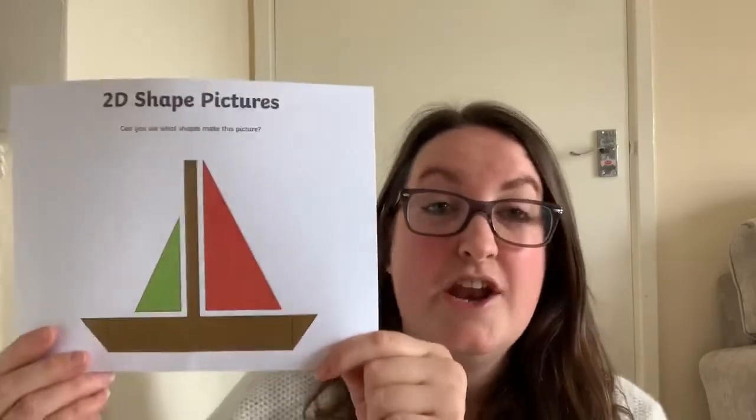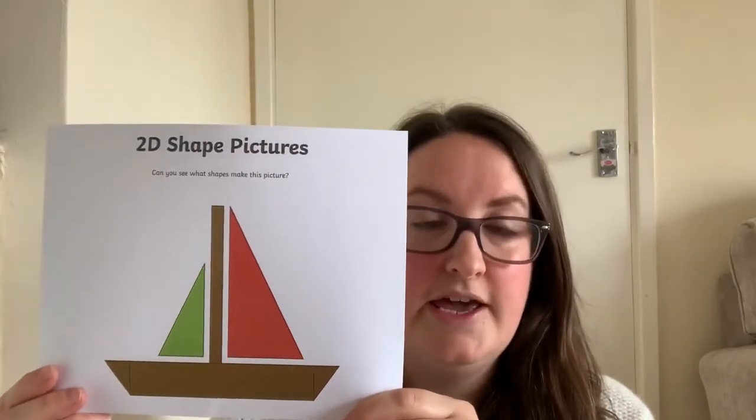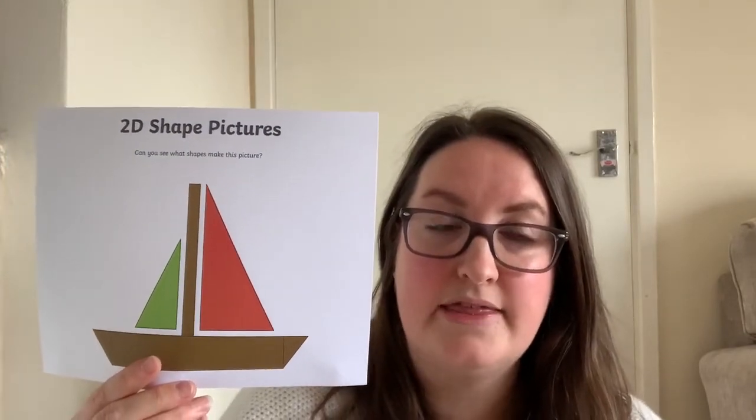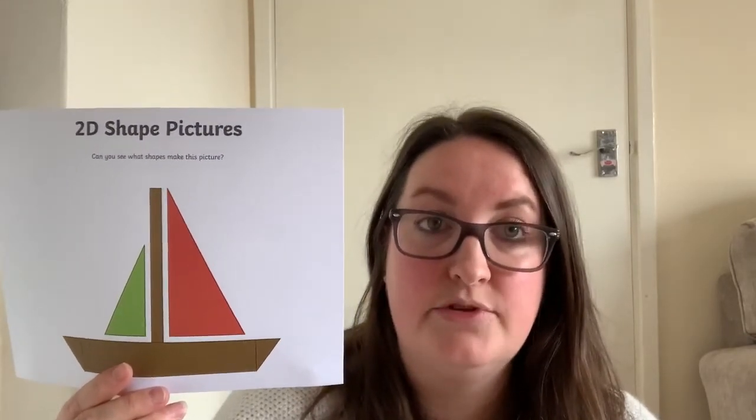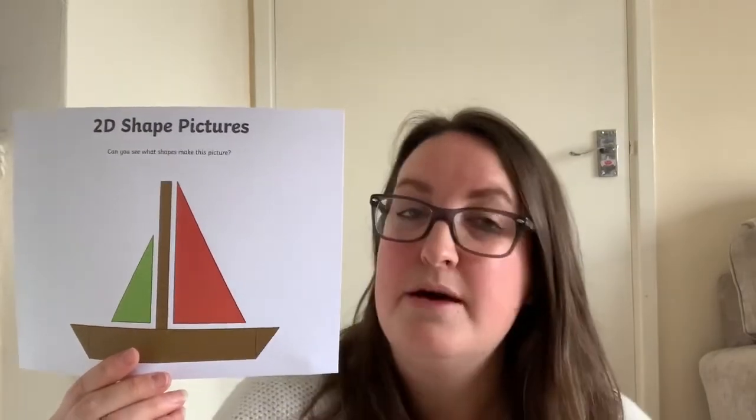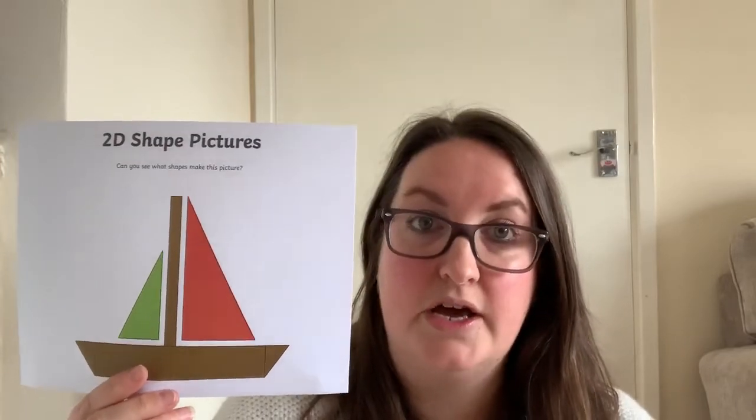So this is what I'd like you to have a little go at today. Now, you don't have to do a boat for me. You can do a picture of whatever you like, but this is just an example of how you're going to do it. So you're going to think about what you'd like to draw, and then you've got to see if you can make that picture using some of those 2D shapes that we've just looked at. Okay, I'll show you some more examples of these shape pictures, maybe to give you some ideas of what you might like to do. So here's our boat picture.